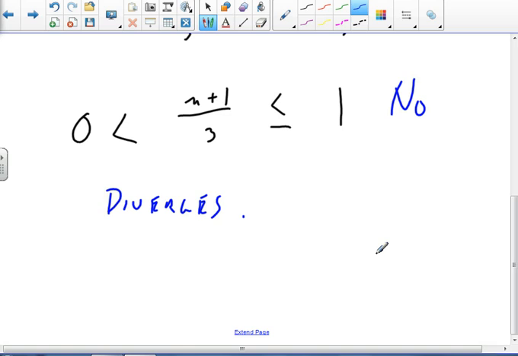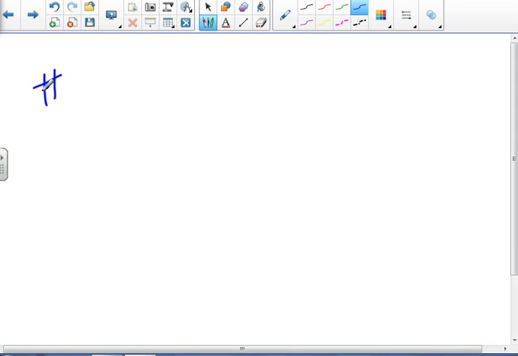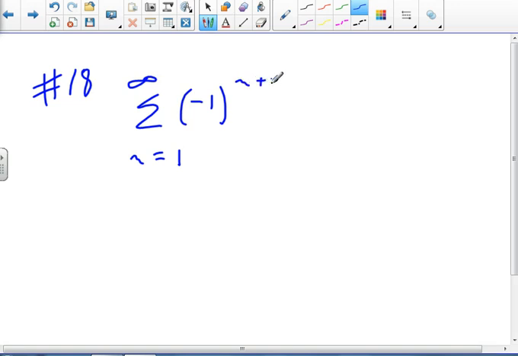Number 8. Well, that was easy. I like that one. Number 18. Get something that gets too big too quick, and we're all done. Okay, this looks like a tricky one. Summation n equals 1 to infinity of minus 1 to the n plus 1, times sine pi n over n.